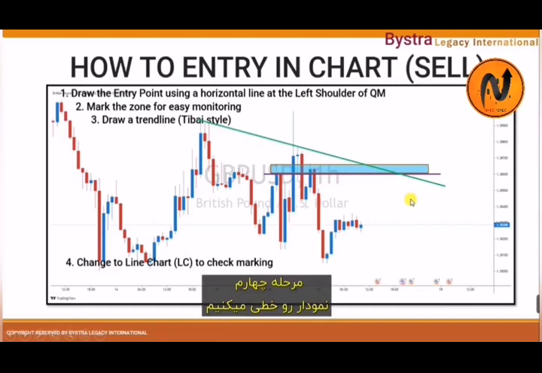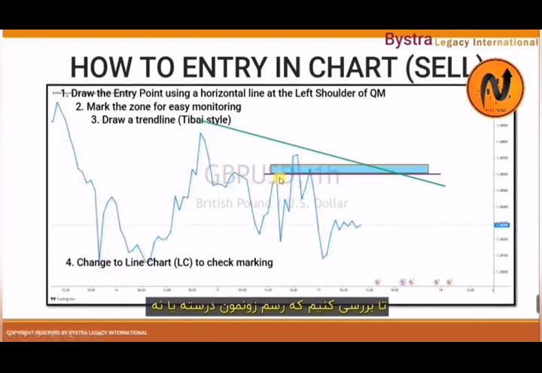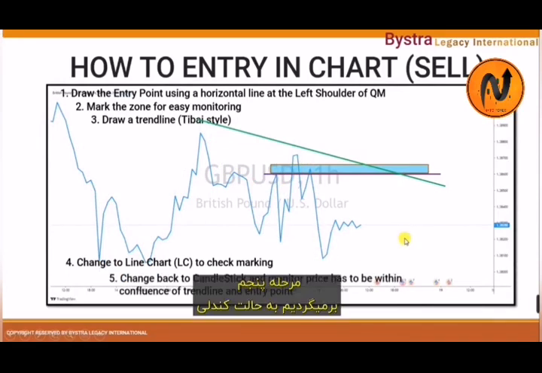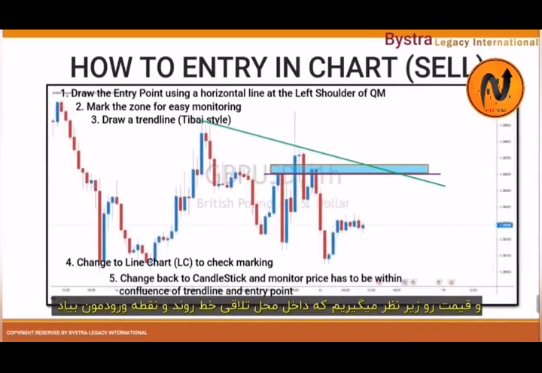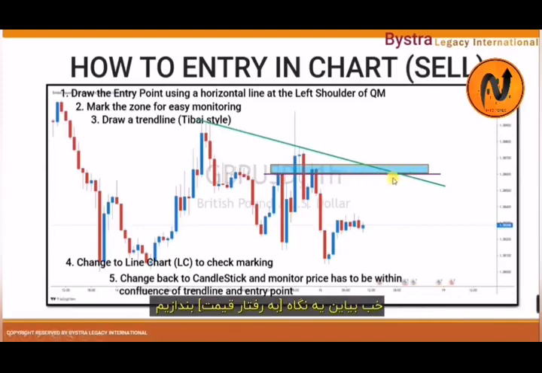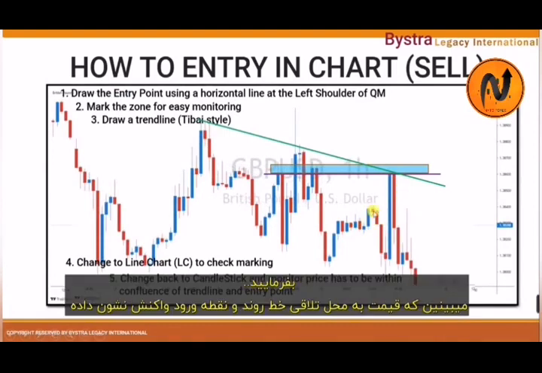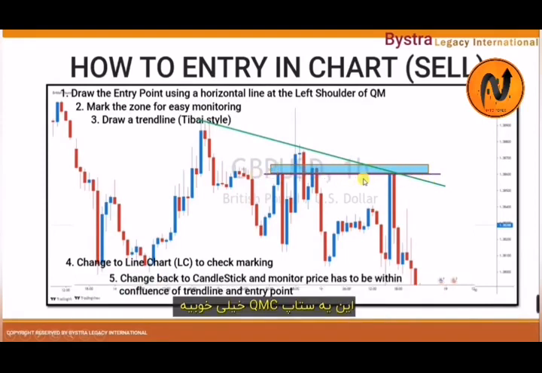Fourth, we change to the line chart to check our marking. Is it correct? Yes, it's a high, low, higher high, lower low. Fifth, we change back to the candlestick and monitor that our price has to be within the confluence of the trend line and also our entry point. So now let's have a look. There we go. You can see that the price has reacted to the confluence of this trend line and it is also at the entry point. So this is a very good QMC setup.